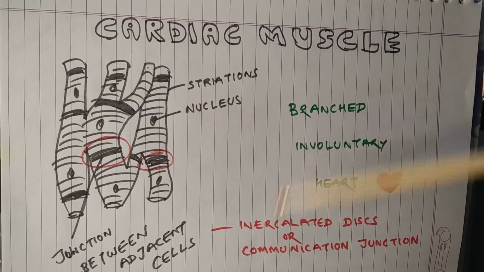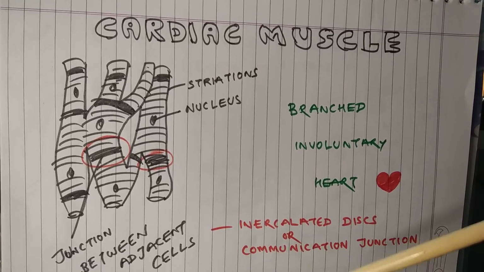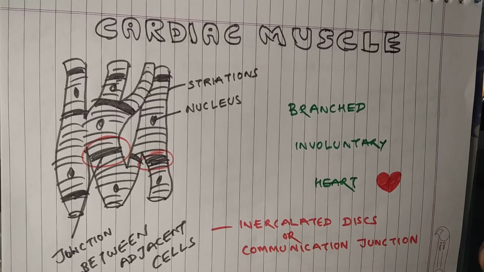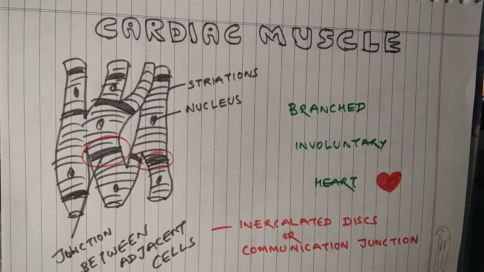These junctions are called intercalated discs or communication junction, and because of these communication junctions, a group of cardiac muscle contracts or relaxes as a unit, and that is why a particular portion of the heart contracts or relaxes at one go. So for example, let us take the example of left ventricle. When left ventricle contracts, all the muscles in the left ventricle contract as a single unit, or they relax as a single unit, and this is possible because of the presence of communication junction.